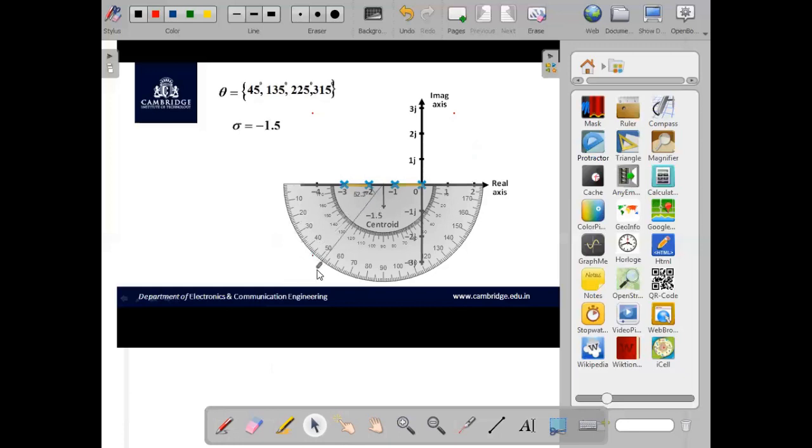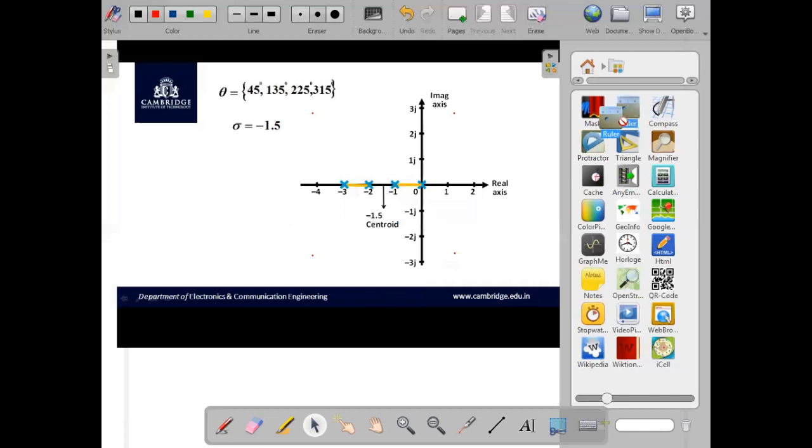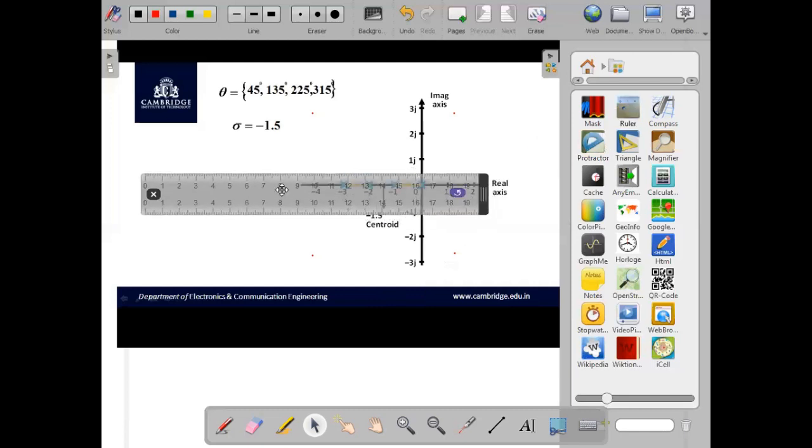Now let us mark for 315 degree. This angle is exactly 270 degree. So 280, 290, 300, 310 and 315. This is exactly 315 degree. I marked for 315 degree also. Now let me take a ruler and join the lines.